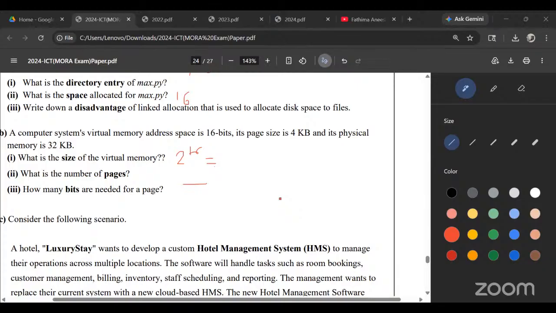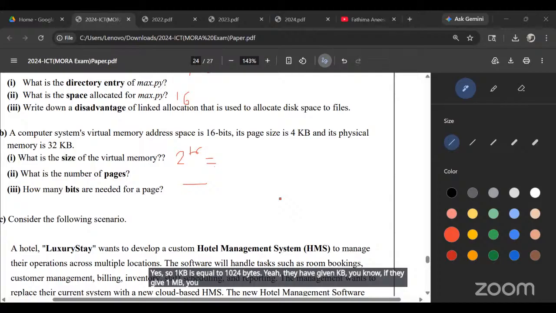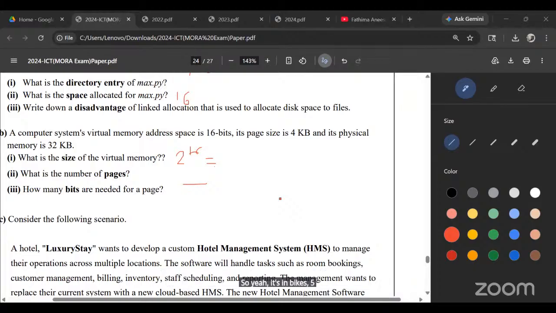So 1 KB is equal to 1024 bytes. Here they have given KB, you know. If they give 1 MB, you know it is 1024 KB, right? 1 GB is 1024 MB. So here it's in bytes. Why? Because they gave you KB. So be careful on that as well. Don't go and put KB, it's bytes.